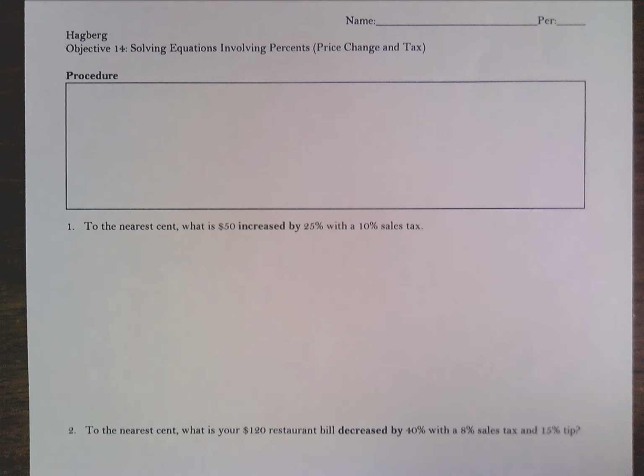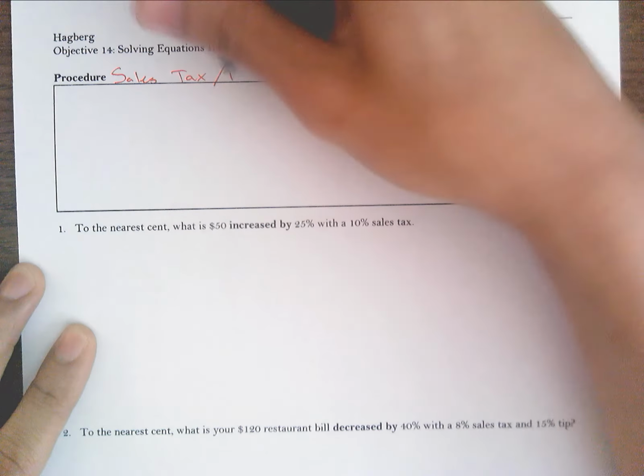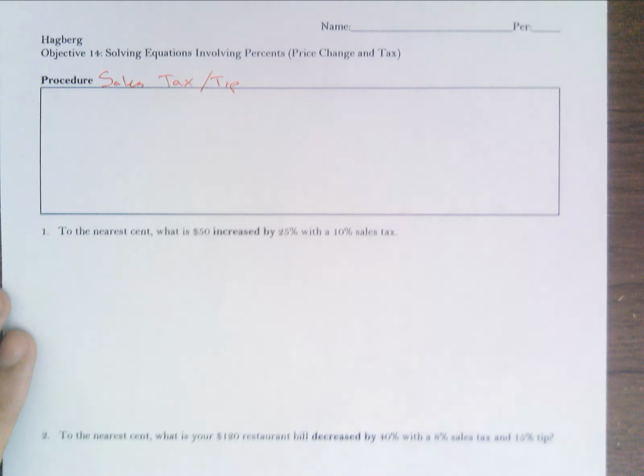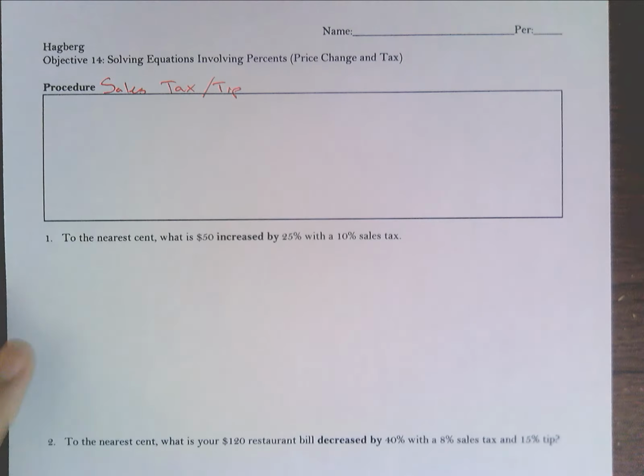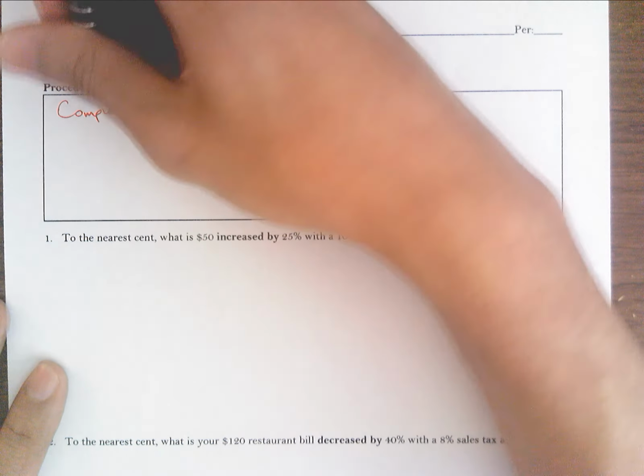All right, so here we go with the final objective of our unit, which is objective 14, solving these equations involving percents. Now, it's pretty much the same as the previous objective, but now we're going to be adding a couple extra steps in sales tax and tips. For sales tax and tips, the only difference is we're following the same process that we did in objective 13, but maybe we're going to have to do it once or twice more than we did in the past. So it's nothing really new, we're just doing the step again.